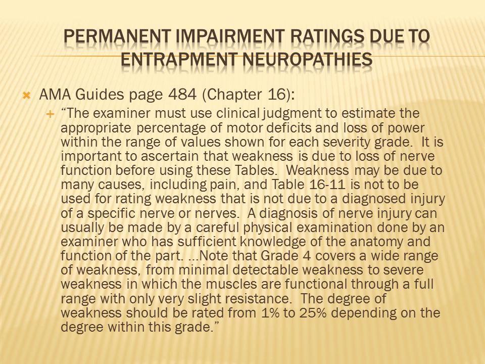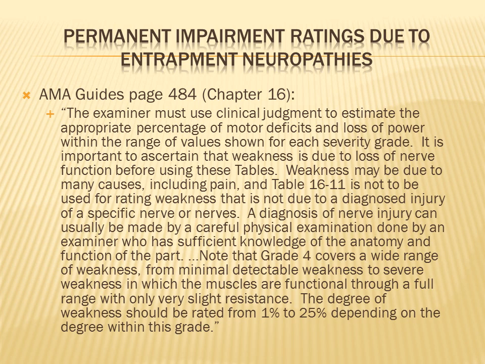It says that it's important to ascertain that weakness is due to loss of nerve function before using these tables. Weakness may be due to many causes, including pain, and table 1611 is not to be used for rating weakness that is not due to a diagnosed injury of a specific nerve or nerves. A diagnosis of nerve injury can usually be made by a careful physical exam done by an examiner who has sufficient knowledge of the anatomy and function of the part.